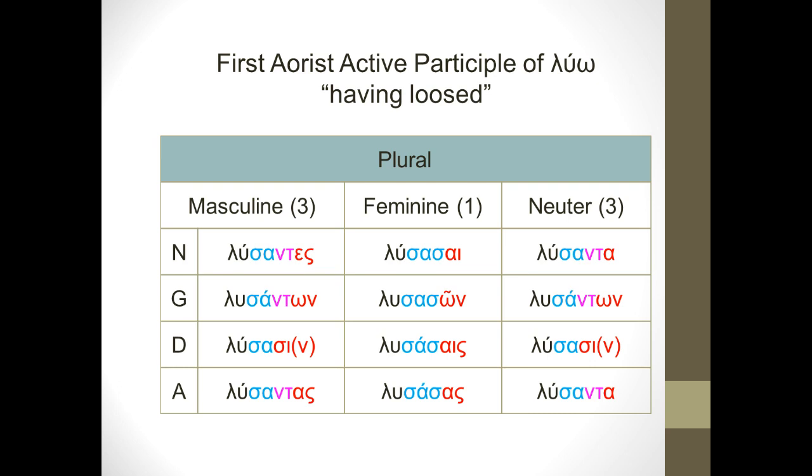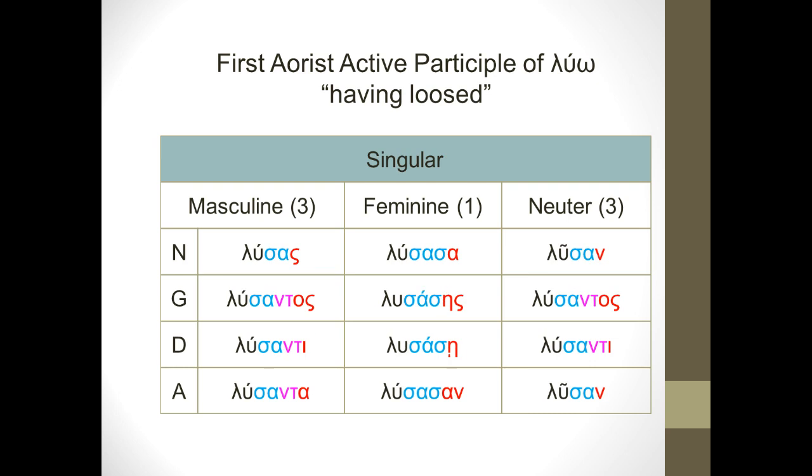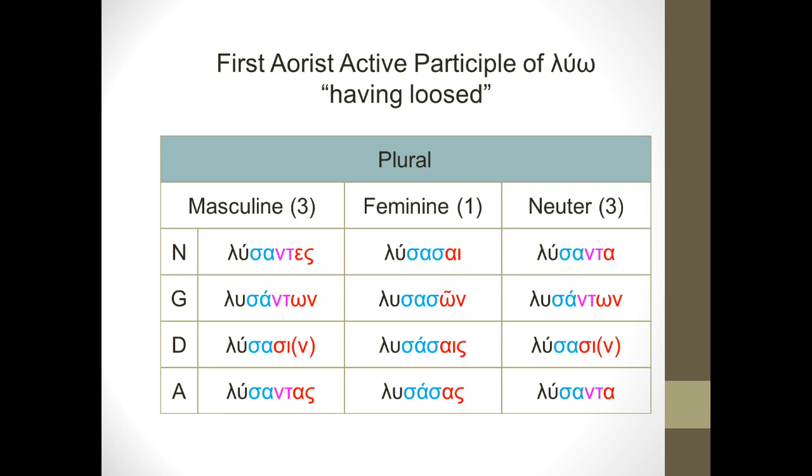Again, your sigma alpha between your verb stem and your participle ending is your clue that you are dealing with the aorist participle. Notice that at the top of this paradigm, as well as the singular paradigm, above both of them I have there in quotes, "having loosed." And this is what you're going to actually translate when it shows up in the predicate position. We will work on that in just a few moments.